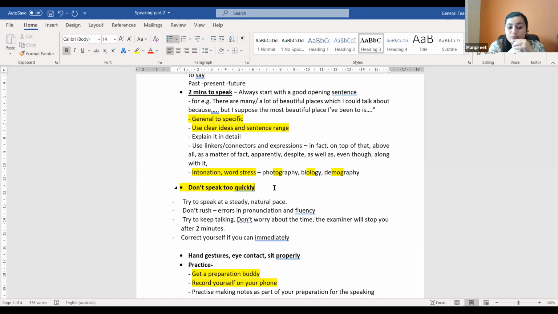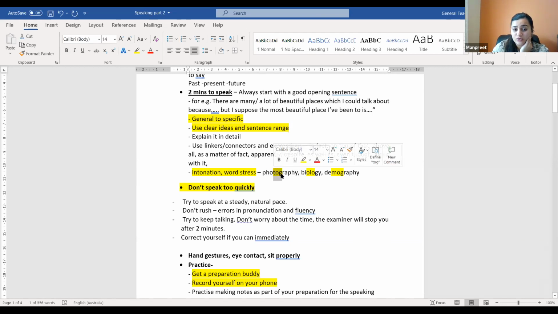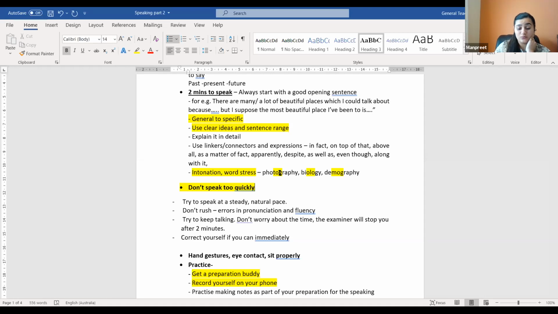And word stress is pronouncing the words correctly. For example, in these 3 words here, if we talk about the first word, which is photography, the stress is in the middle 3 letters, T-O-G, TOG, photography. In case you pronounce it differently, that's not the correct pronunciation, and the examiner would be making notes. Anything that you mispronounce, or if you repeat anything, if you're taking pauses, the examiner would be making a lot of notes.